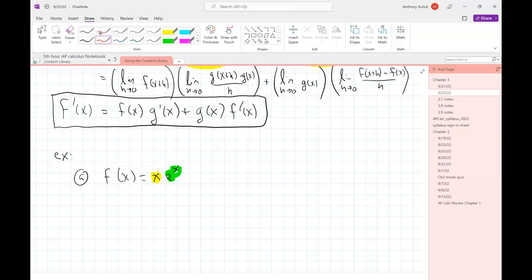Notice that there is no way to combine the like terms of these two functions, at least not a non-silly way to do it. I mean, you could write x as e to the ln x or something, but that doesn't really help us much for the tools that we have. So if we use the product rule, I'm going to think about this as my f of x, and this as my g of x. So I'm going to have x times the derivative of e to the x plus e to the x times the derivative of x.